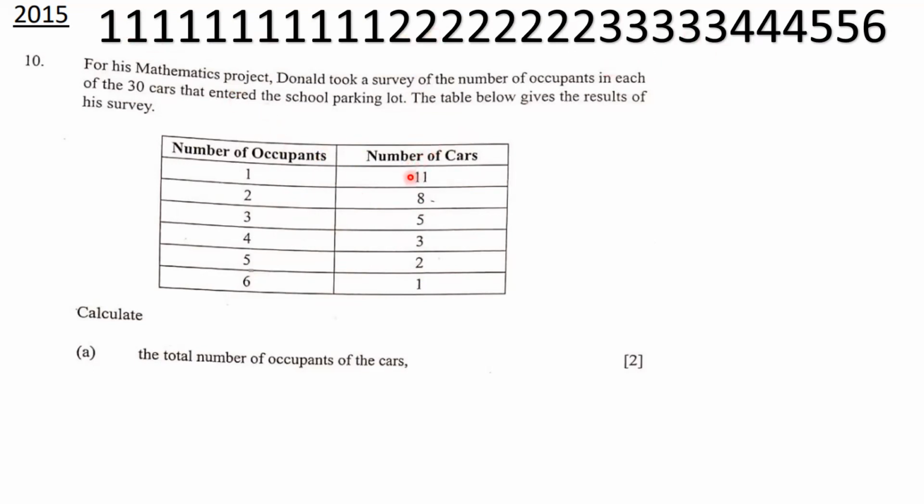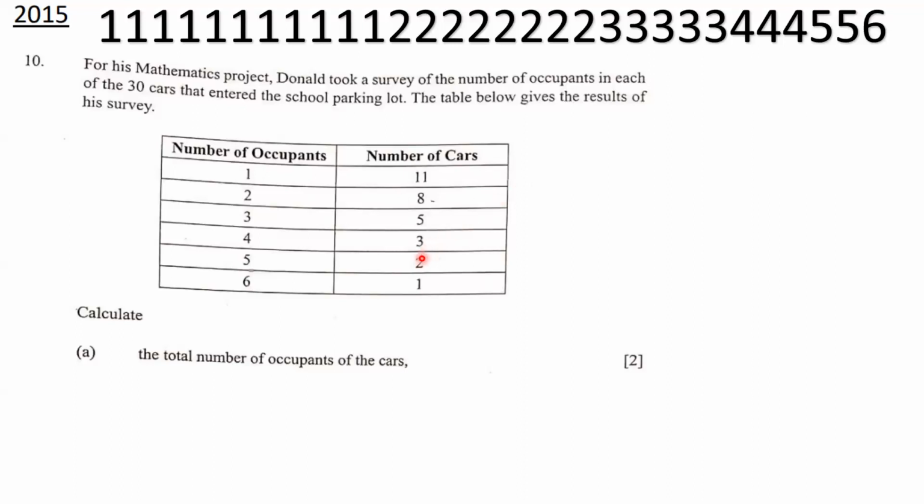Remember, 11 ones. So it's going to be 1, 2, 3, 4, 5, 6, 7, 8, 9, 10, 11, because 11 cars came with only one person in it. And then you had 8 twos because there were 8 cars that had only 2 occupants. So it's going to be 1, 2, 3, 4, 5, 6, 7, 8. All right. And then we have 5 cars that had 3 in it, so that's going to be 1, 2, 3, 4, 5.